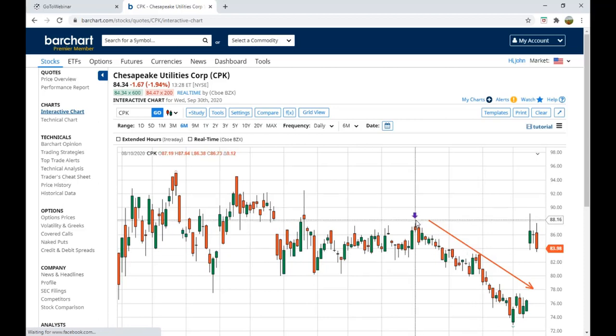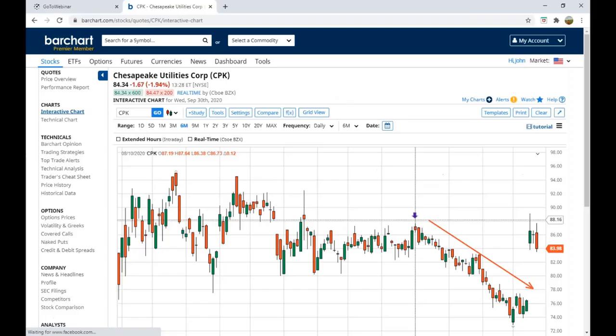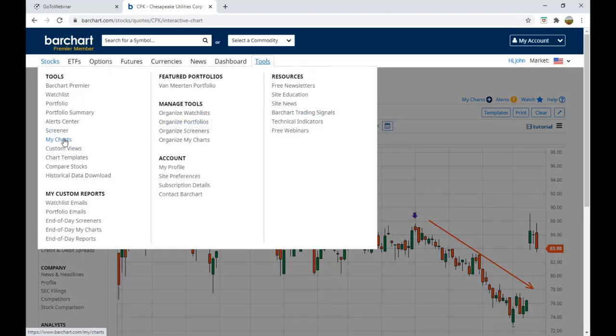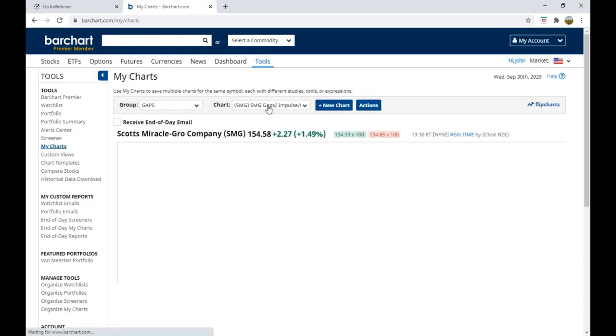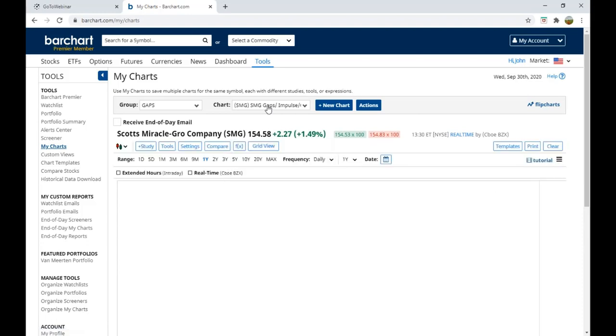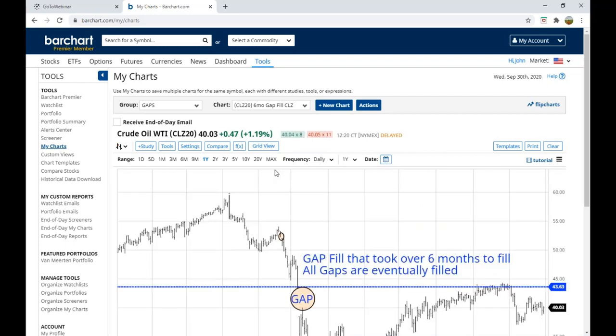Okay. The other thing that outside gaps do is that it takes several days for price to return, sometimes weeks before they're filled. All right. So let me go back to my charts, and I want to show you an example of this.